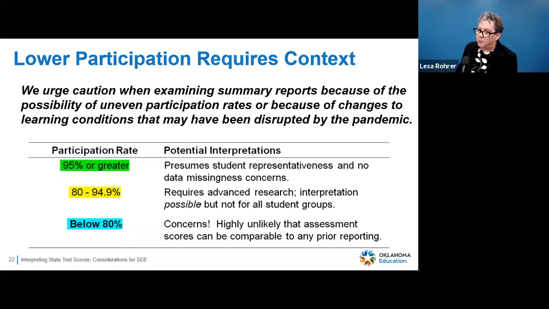So it means that we're very confident that the percent of tested is representative of the sample size that we had enrolled. When we drop below 95%, we begin to have some concerns. And this is where we then think about what interpretations are possible and what interpretations are not. Below 80%, we're very concerned because it's highly unlikely that assessment scores can be comparable. Notice here it says to any prior reporting, and that's even to another grade level, could be to another student group.